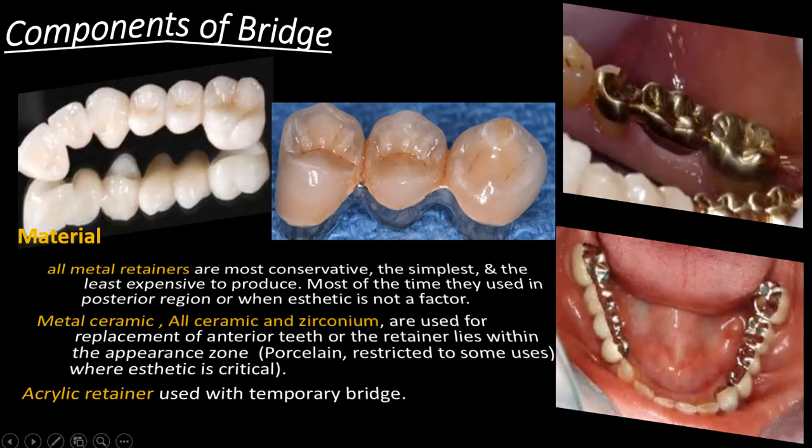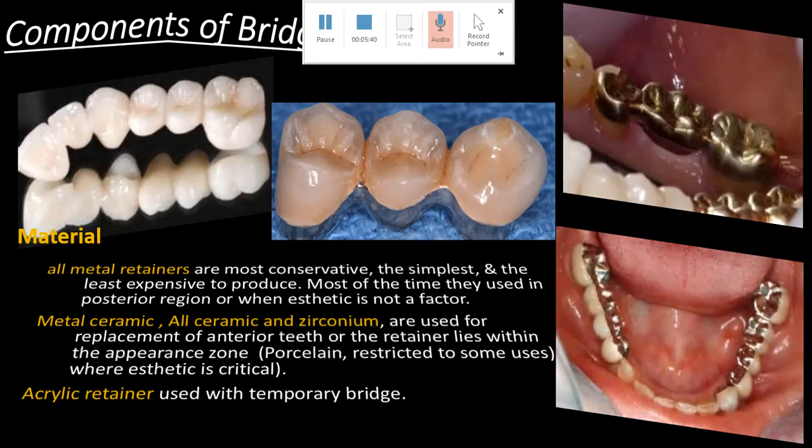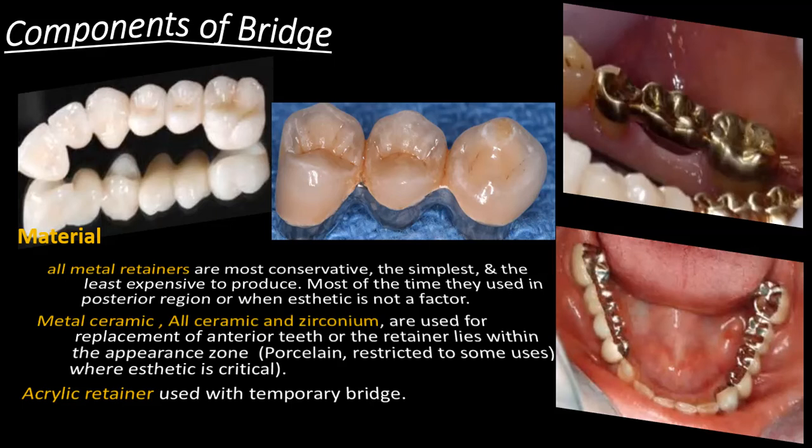مثل ما قلنا ممكن الريتينر يكون ميتال أو ميتال سيراميك: all metal retainer, metal ceramic retainer. This is metal ceramic retainer, or it might be all ceramic or zirconium retainer. Most of the time, a metal retainer is used for posterior teeth. Because of aesthetic, we cannot use metal retainer, نتحول إلى السيراميك أو الكومبينيشن, all ceramic or combination, when we replace anterior teeth where the abutment and the pontic lie in the appearance zone, where the aesthetic is very critical. Appearance zone is the zone of the tooth that can be seen by the viewer. The acrylic retainer is used for temporary bridge.